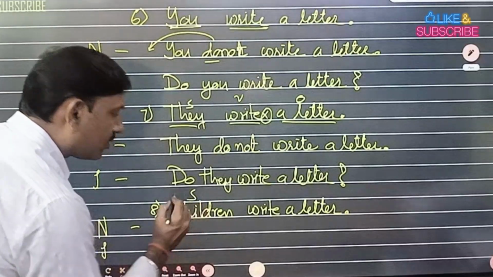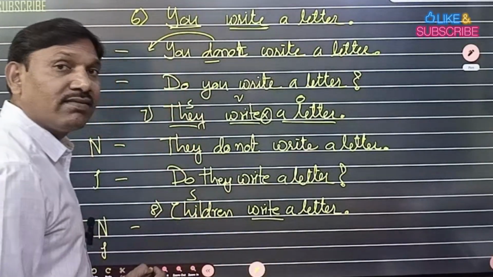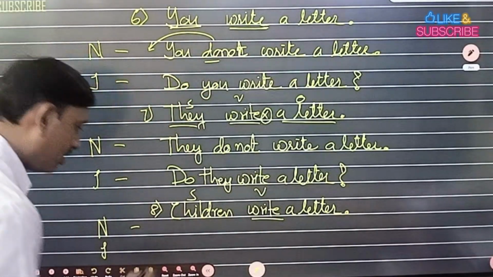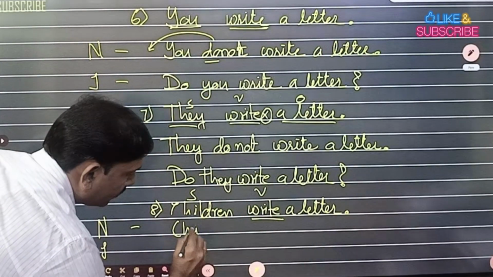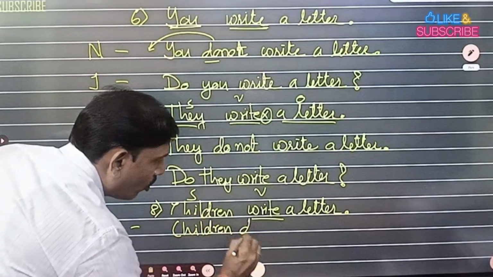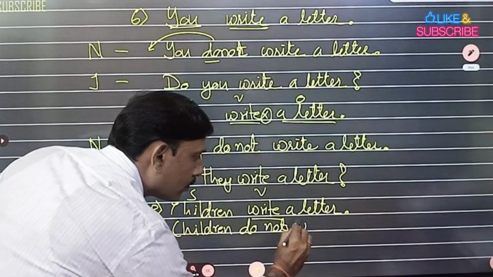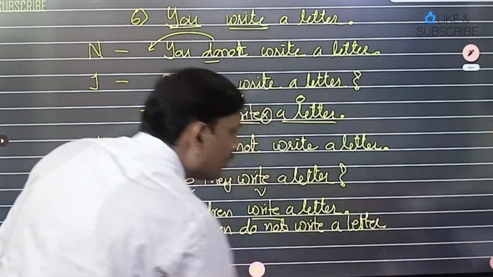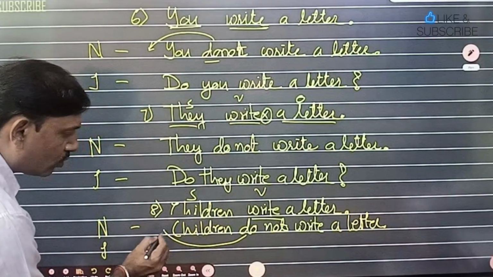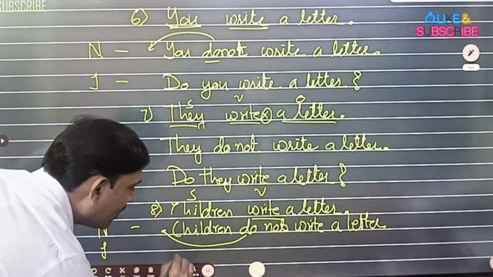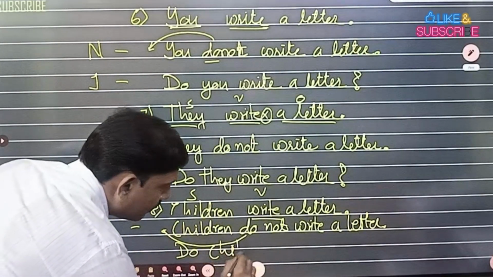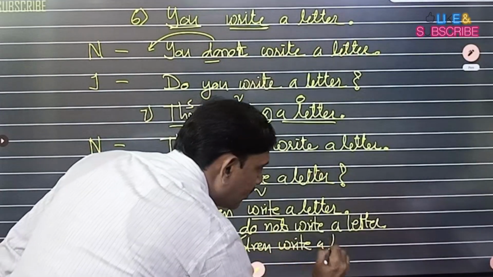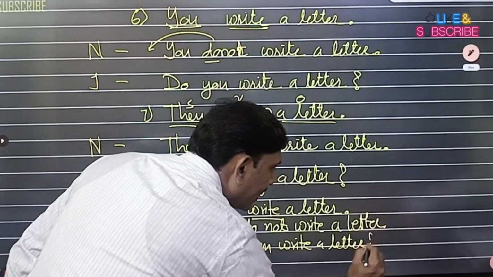The last example we are going to learn, negative and interrogative. Children is a plural subject. Okay, so the verb doesn't take s form, or s is not added to the verb. Okay, now how to make it? See now, simple. Children do not write a letter. Okay, interrogative, we just have to put this do in front of the subject. So how will it be? Do children write a letter? And at the end, a question mark.